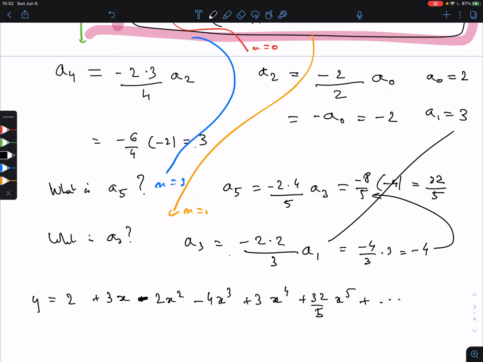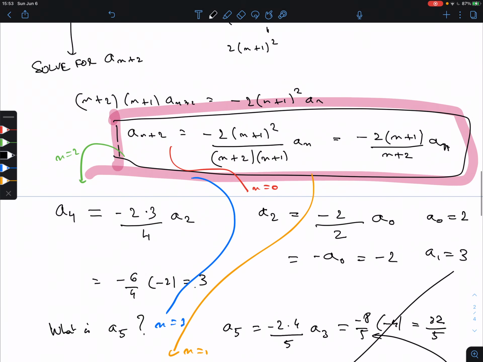And the question is, can we now calculate each of these coefficients? Yes. If I want to know, for instance, a10, what should I do? Well, let's think about it. For a10, I would put n equals 8. So I would reduce the calculation of a10 to the calculation of a8.